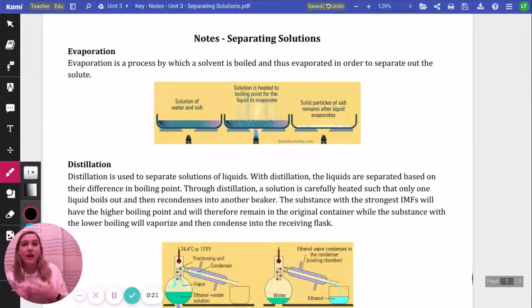So evaporation is the process by which a solvent is boiled and therefore it's evaporated. So this would be when we have a solid dissolved in a liquid is when you would use evaporation. And basically, you'll boil off your liquid, and after your liquid is gone, you're left just with that solid collecting. So this would work for something like salt water, for example.